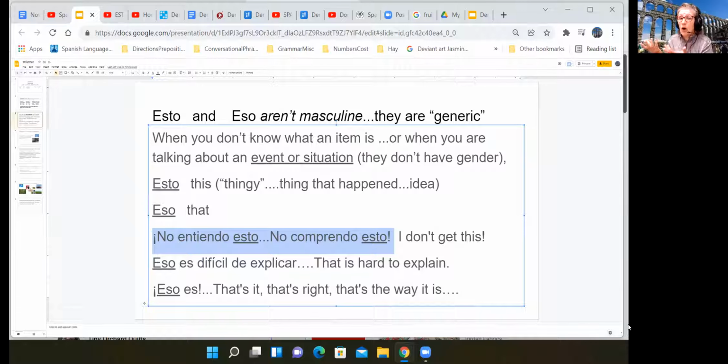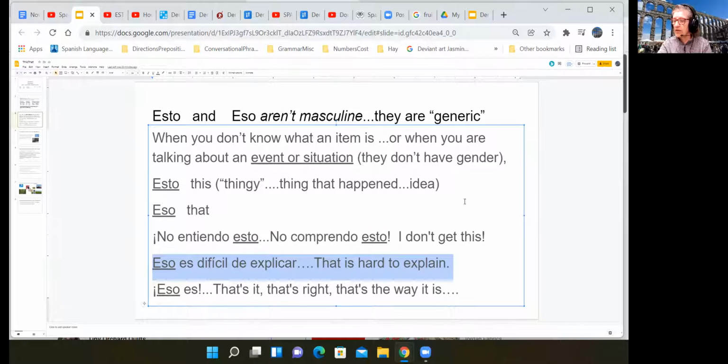Or if I don't know the noun that is used to talk about an item, I can use that word. People use eso in this way a lot. Eso es difícil de explicar. Well, that's hard to explain. That, talking about an abstract idea.